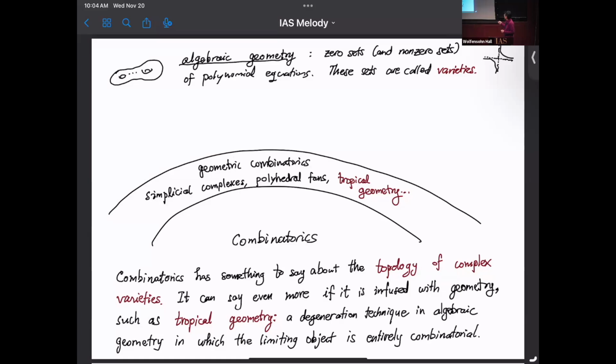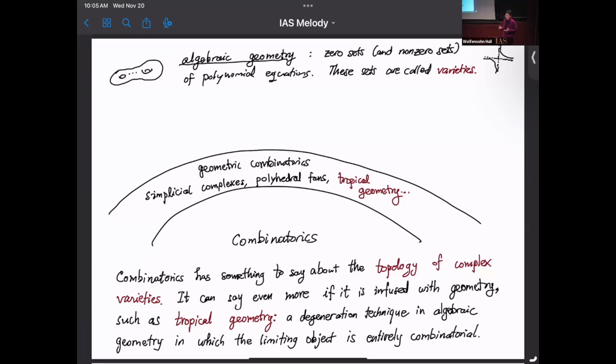And in particular, it's classically very interesting to study the topology of such complex varieties. It's much more specialized than studying arbitrary topological spaces. And I claim, and this will be my introductory section, which is probably the most important section of this talk, I claim that combinatorics has something to say about the topology of complex varieties. So I guess this is our meeting point. This is where my motivation is coming from.